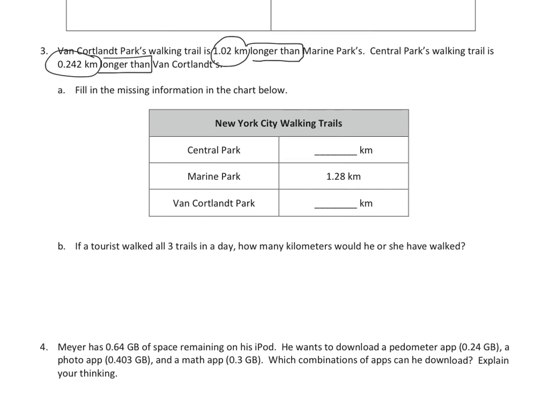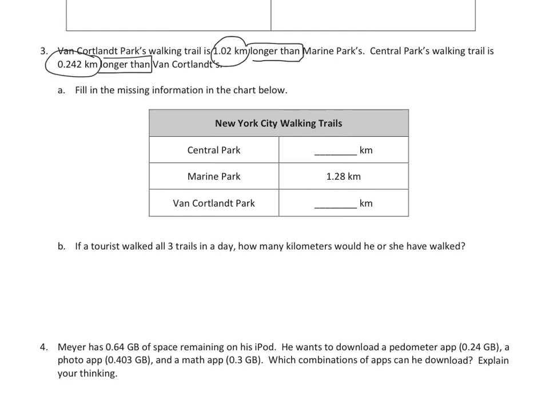Okay, so as we're looking at the chart, we're seeing that, oh, we know how long Marine Park is. Now, I think we're given a clue up here where it says Van Cortlandt's walking trail is 1.200 kilometers longer than Marine Park's. So that means if it's longer, we're going to be adding.